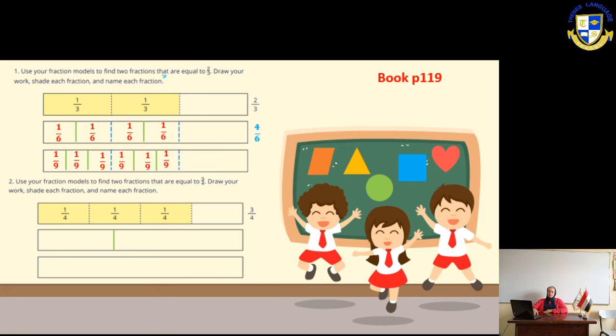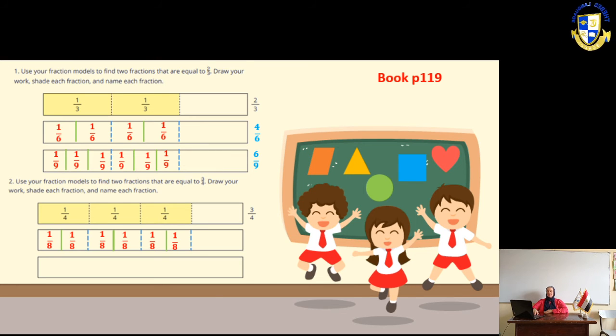Okay, number 2, use your fraction models to find 2 fractions that are equal to 3/4. Draw your work, shade each fraction and name each fraction. The first one is 3/4. Then we are going to cut the next one into 8ths. After cutting it into 8ths, you can see that 6 parts from the 8 is equal to 3/4. So it will be 6/8. Then we are going to cut the next one into 12, and you can see that 9 parts from the 12 is equal to 3/4.